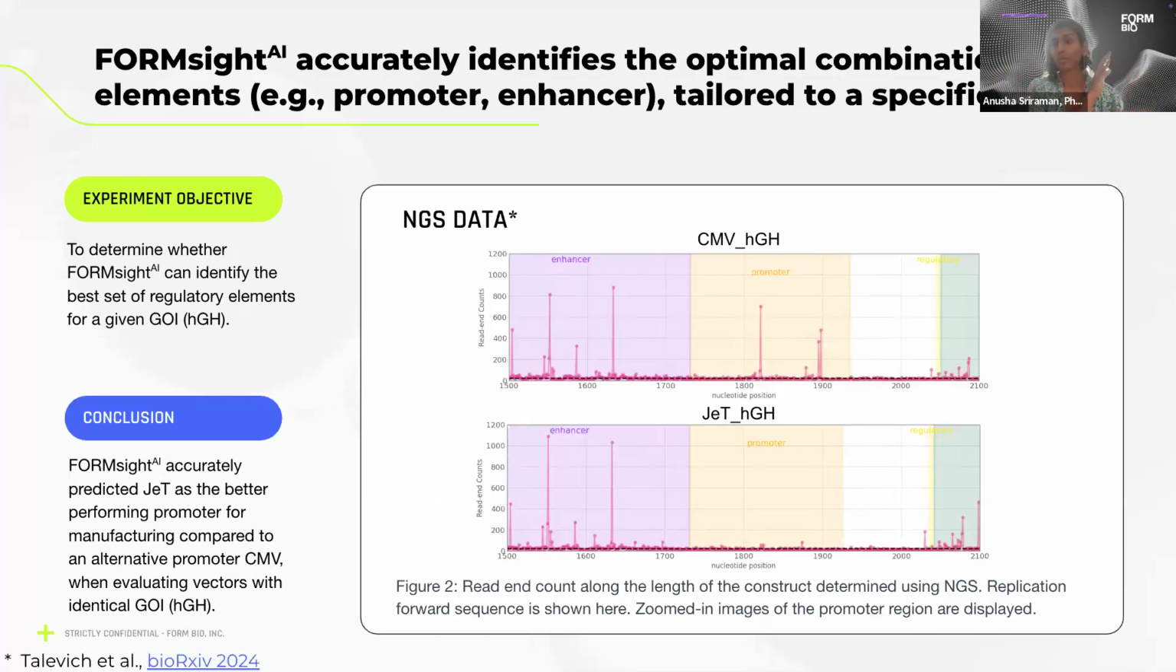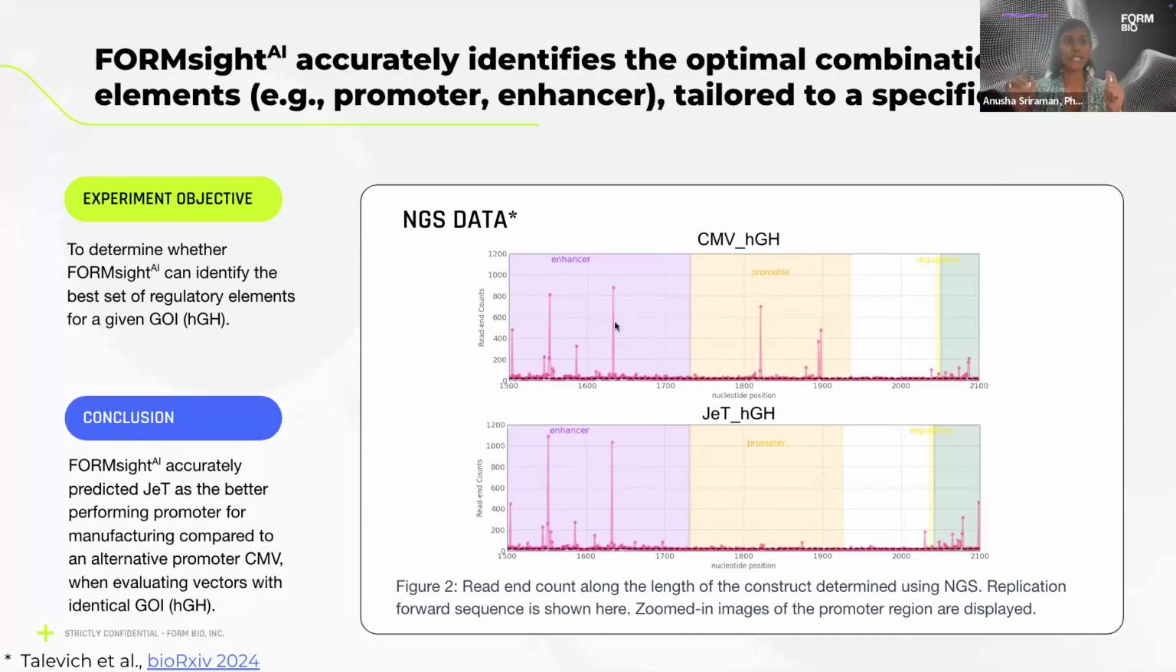So let's compare our predictions with the NGS results. In this case, on the y-axis, we have the read end counts, and we have zoomed in on the enhancer promoter region. We have the CMV enhancer on both constructs. On the top, we have the CMV promoter, and on the bottom, it's been replaced by the JET promoter.